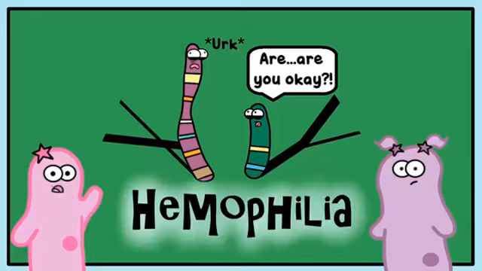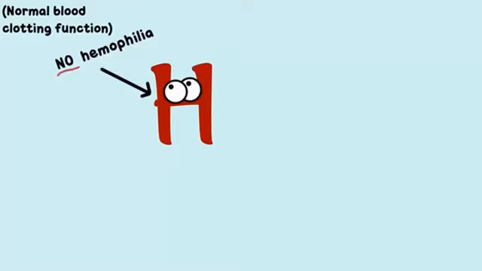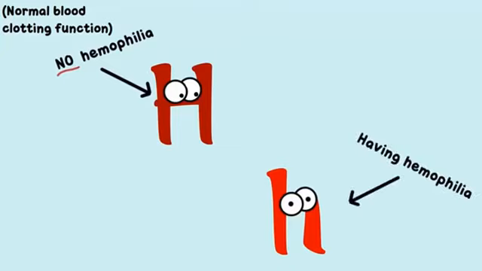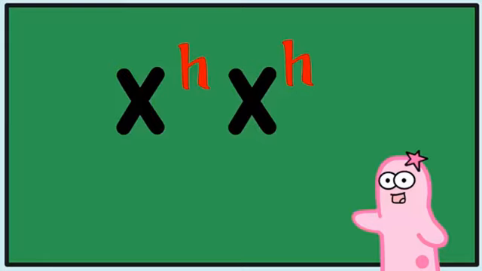The disorder hemophilia is like this. Now we will use the letter capital H to represent an allele for having normal blood clotting function, and a lowercase letter h to represent an allele for having hemophilia. Hemophilia is a sex-linked recessive disorder, which is why it's being represented by a lowercase letter h. Only it must be placed on the sex chromosome as a superscript, like an exponent.